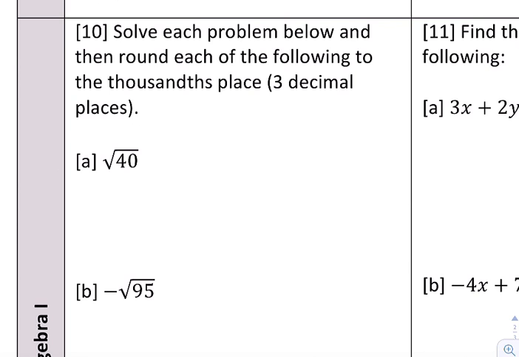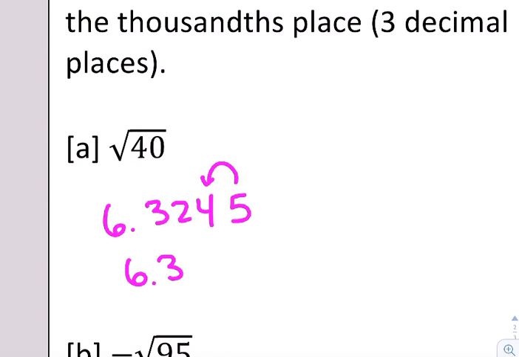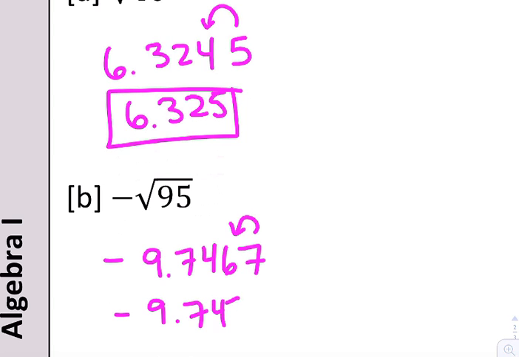So we take the square root of 40 and we round to 3 decimal places. We end up with 6.3245. The 5 will kick up the 4, and so we're actually looking at 6.325. Square root of 95 is going to be 9.7467, and so again, looks like that's going to round up. So we end up with negative 9.747.